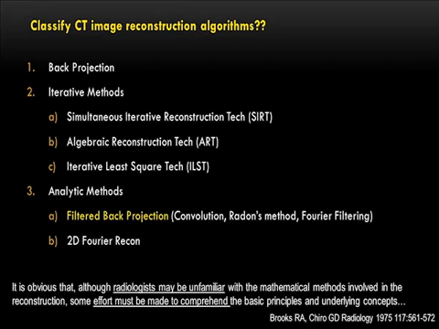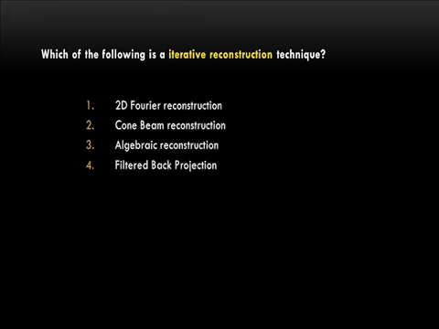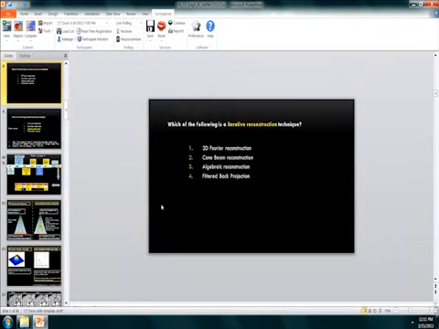So based on this classification, I'll start off with the first SAM question. It's a pretty simple question. Which of the following is the iterative reconstruction technique, based on the classification from 1975? We'll have enough time to think and discuss these techniques.